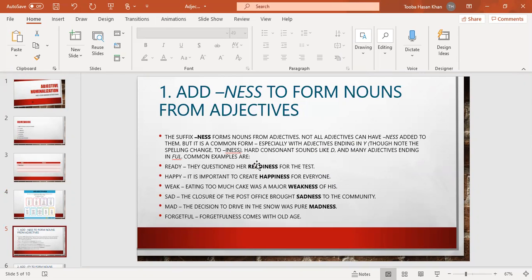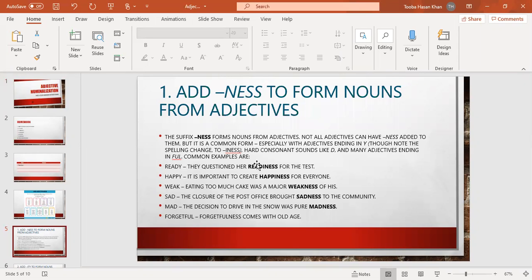A suffix is an alphabet or a group of alphabets that can be added to the word to form a new word or to change its meaning. In our case, we are adding these suffixes to change the adjective into a noun. For example, the first suffix that we have is ness. It is a common one that we mostly add here. Okay, some common examples are given below.